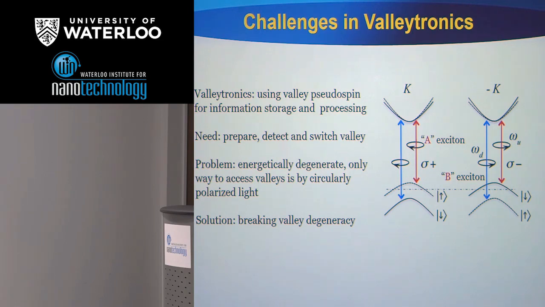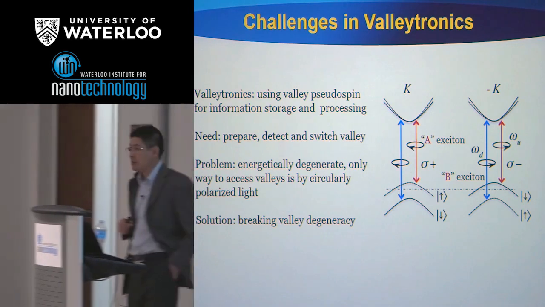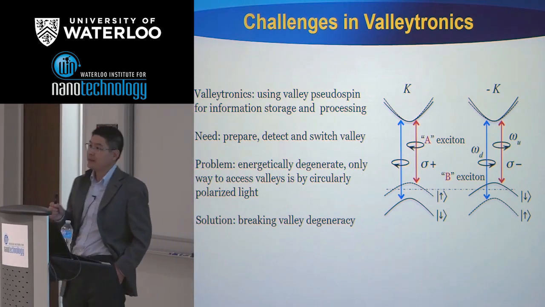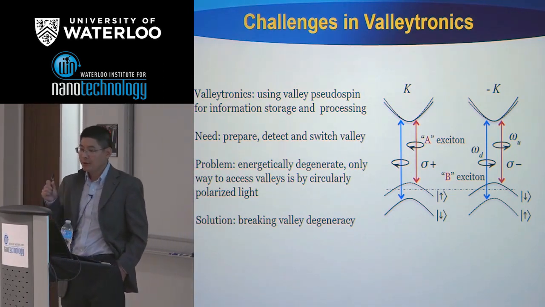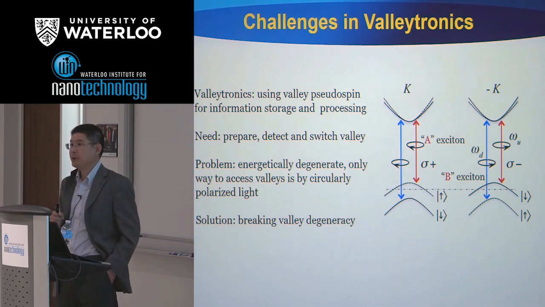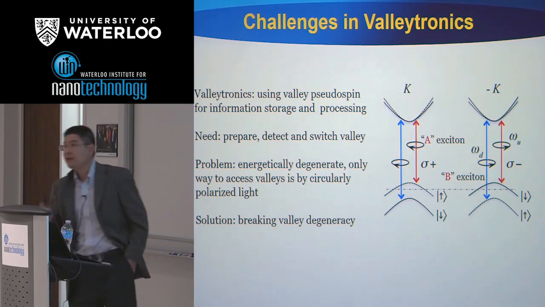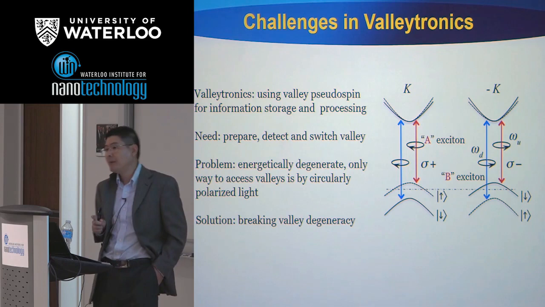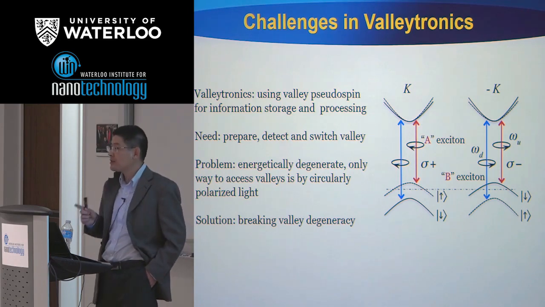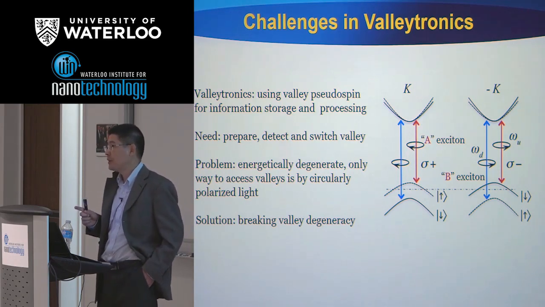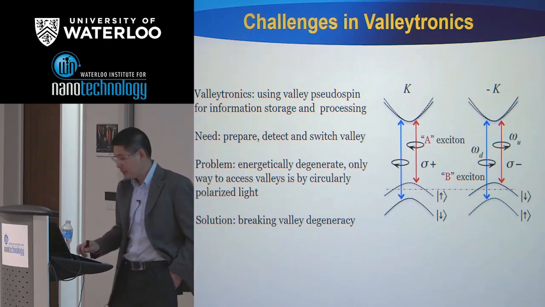Now, because this valley degeneracy is protected by time reversal symmetry, in order to break the valley degeneracy, you have to break the time reversal symmetry. If you have some basic background in magnetism, you know that the easiest way to break this time reversal symmetry is by applying a magnetic field.